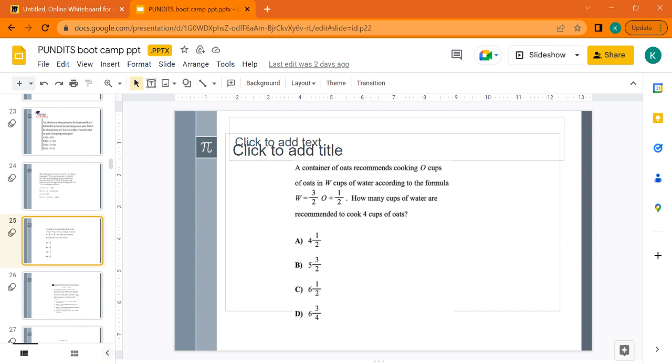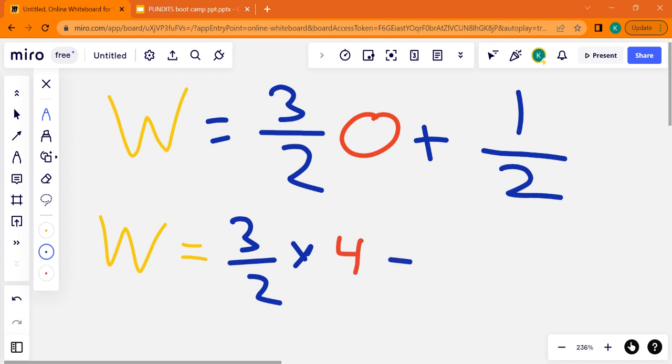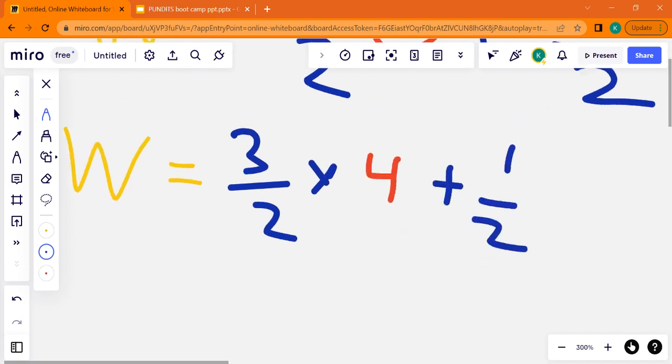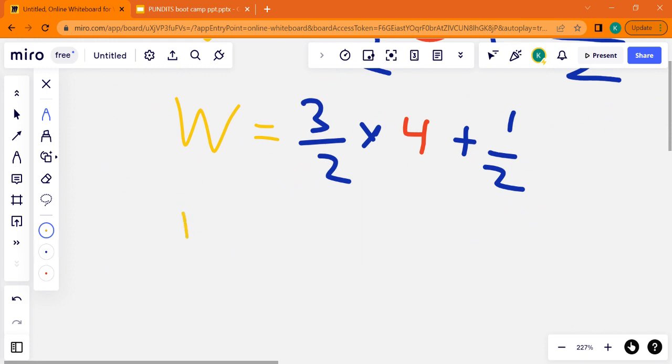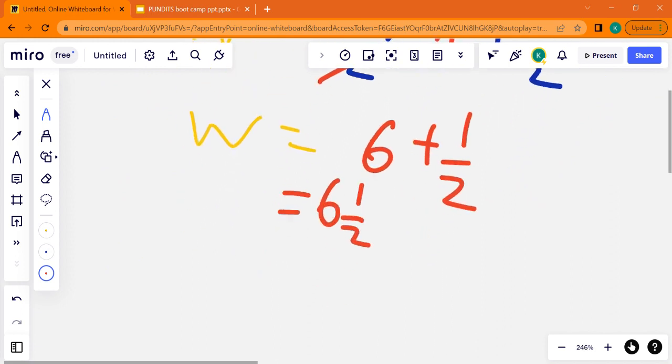So all we need to do is replace O with 4. Here's the equation and we're just going to put 4 in place of O. W is equal to 3/2 times 4 plus 1/2. W is going to be equal to, the 2 is going to cancel out, 6 plus 1/2. This is 6.5, which means to cook 4 cups of oats, we're going to need 6.5 cups of water.